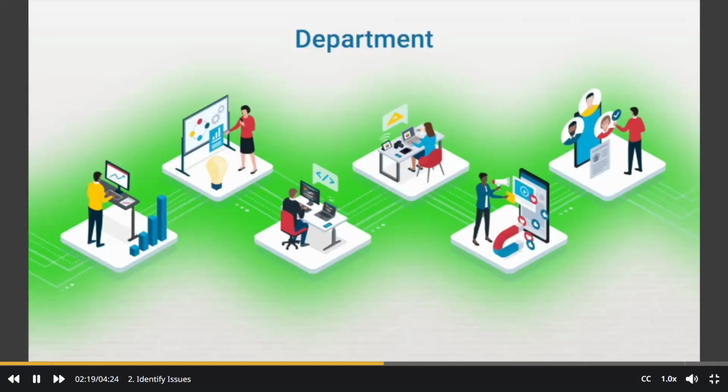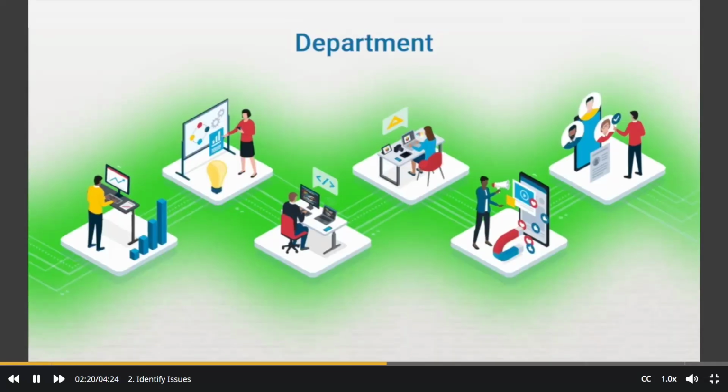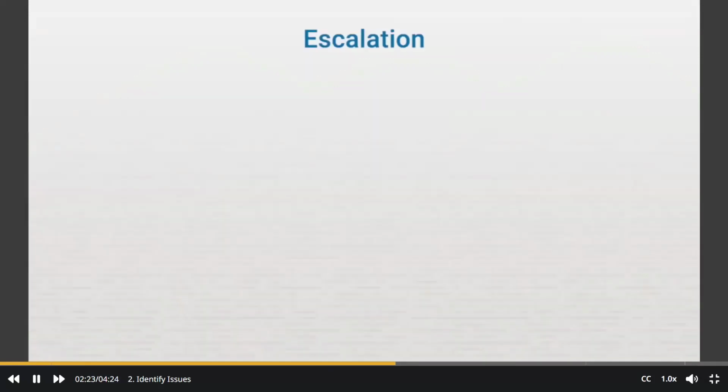Another category could be the department that the ticket should be assigned to. For example, if you have a department that specializes in networking and another that specializes in applications, you'll want to assign the problems accordingly. You'll also want to include which tier a ticket should be assigned to, as most support teams have two or three.